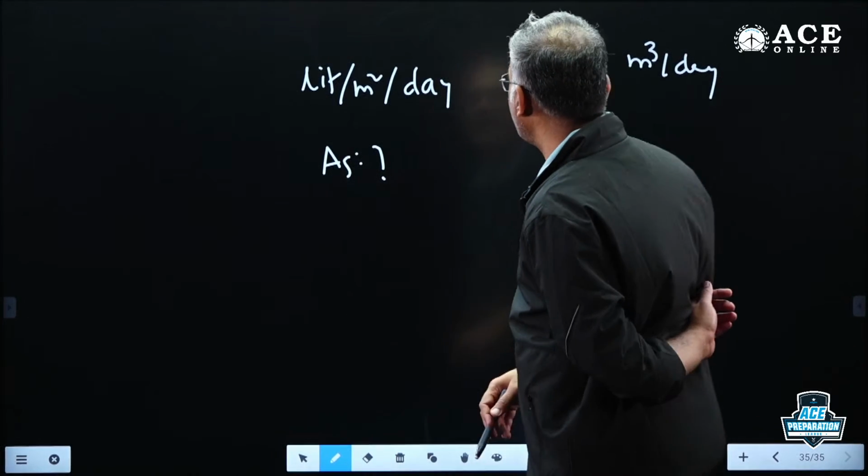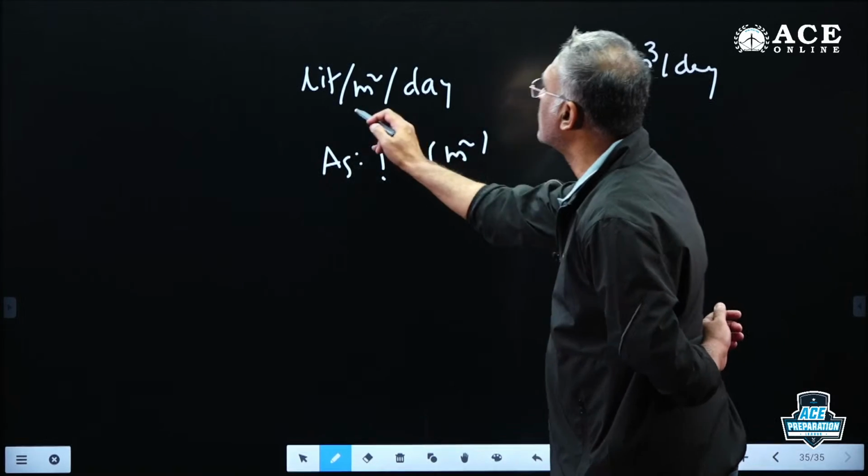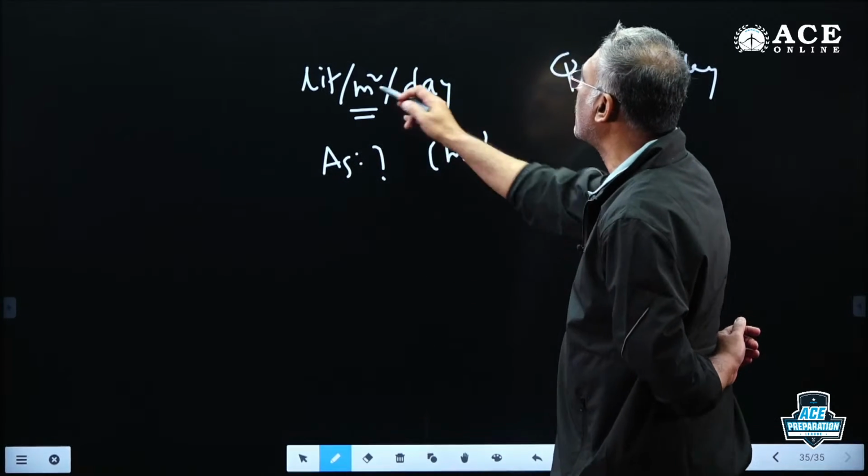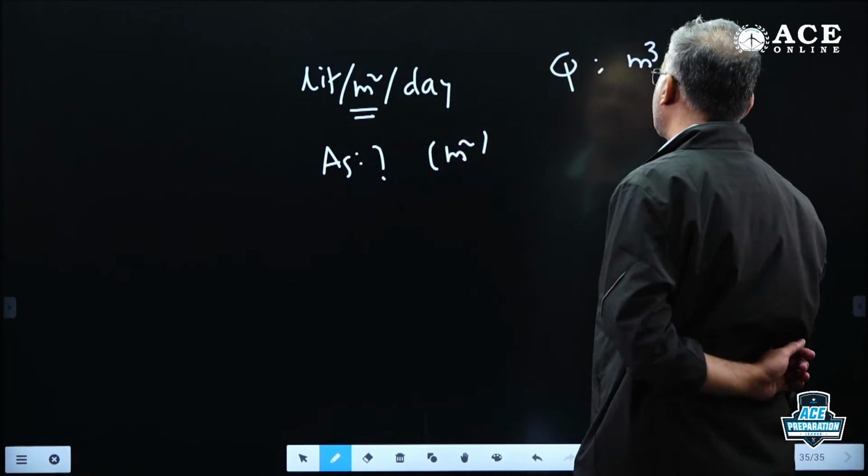So how to get the surface area? Surface area units must be meter square, so I need to get the answer in meter square. Meter square is there here, therefore this should be in the denominator. Because this is in the denominator, denominator of denominator goes to numerator. We will get the answer in meter square.